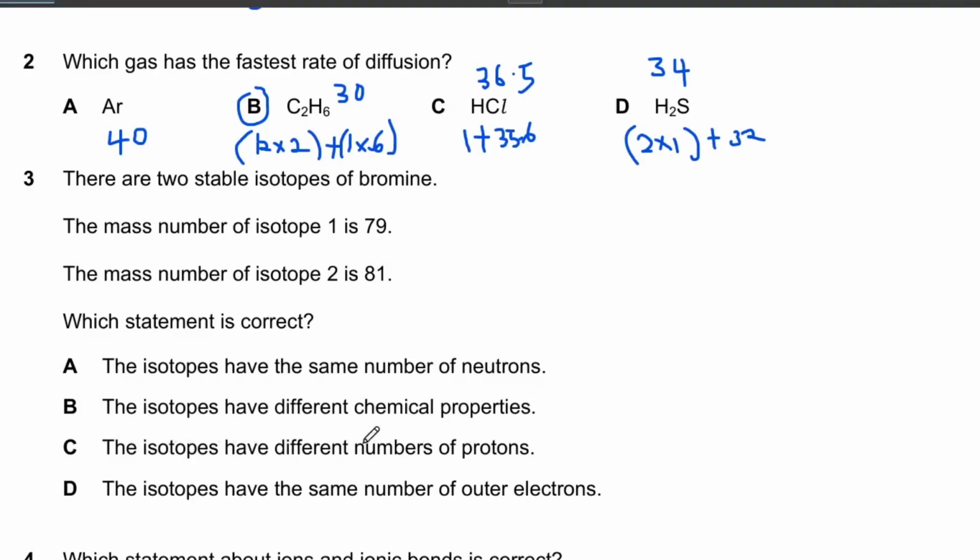C. The isotopes have different numbers of protons. No. They have the same number of protons but different numbers of neutrons. D. The isotopes have the same number of outer electrons. Yes. So D is our answer. What differentiates isotopes is the number of neutrons.